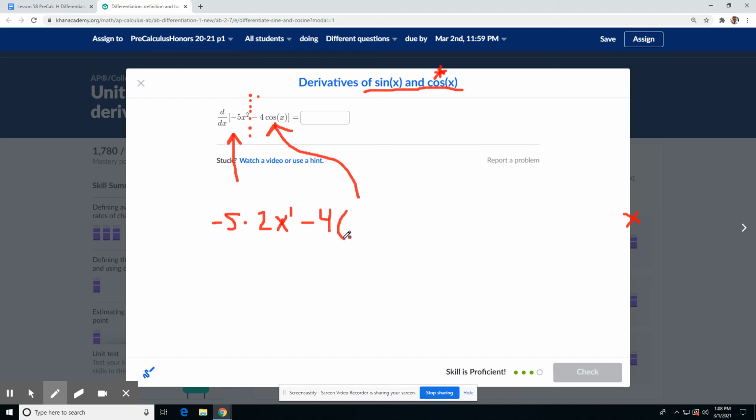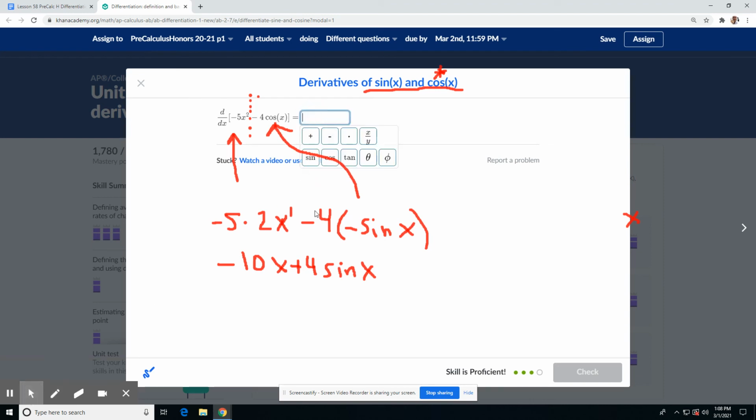So keep practicing and trying to remember that. Negative sine. Cosine is the one that has the negative in it. All right. Just simplify. That's negative 10x plus 4 sine of x. Okay, that should be it. Negative 10x plus 4 sine x.